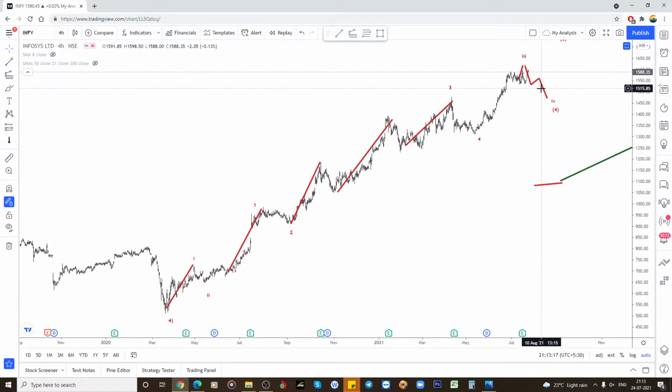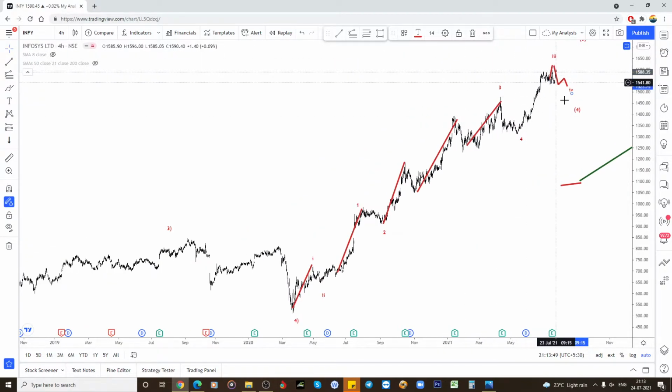Once it gets the three-wave rejection, that could be the end of this Roman numeral 4, and one more high is also possible. See, 1, 2, 3, 4, 5. This 1, 2 is the extended third wave, then wave 1, wave 2, wave 3, wave 4, and wave 5. We are expecting wave 4, and one more high is also possible. That will reach 1700. So wait for this again.